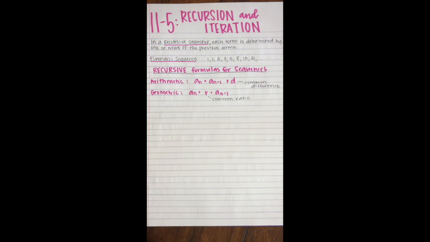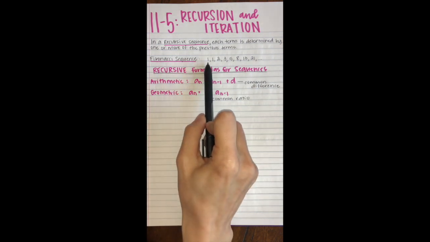Guys, so today we're going to be talking about recursion and iteration. And really just what you need to know is that a recursive sequence is just whenever each new term is determined by one or more of the previous terms. And the Fibonacci sequence is one of the most popular ones. Some of you might have heard of it. It's really found in nature a lot. But the idea behind Fibonacci is that you just add the previous term.